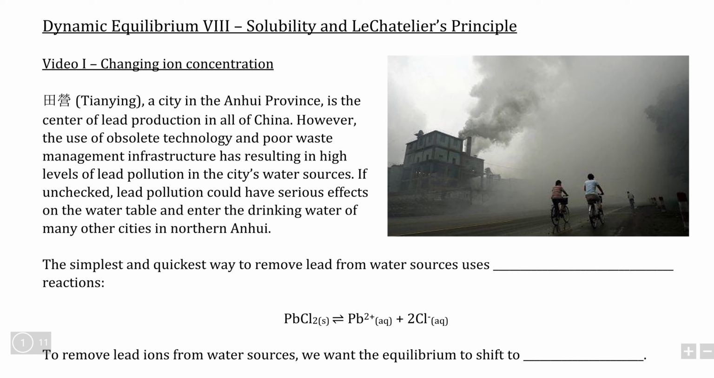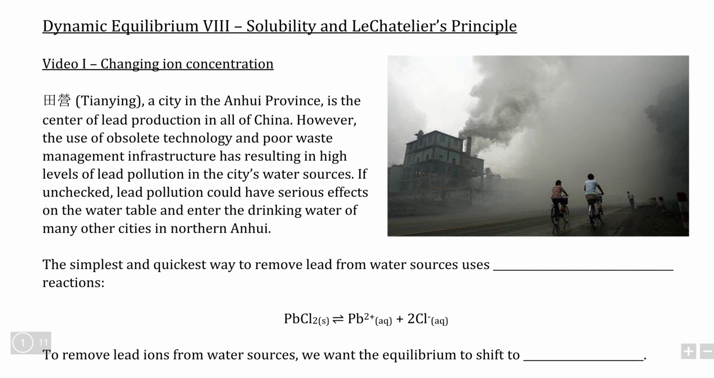To use a case study as an example, if we consider this city, which in Mandarin Chinese is pronounced Tianying, this is the center of lead production in all of China. As we know, lead used to be a very common additive in paints, particularly in red paints, until we discovered that high lead levels were linked with abnormal brain function, as well as spikes in the rates of cancer.